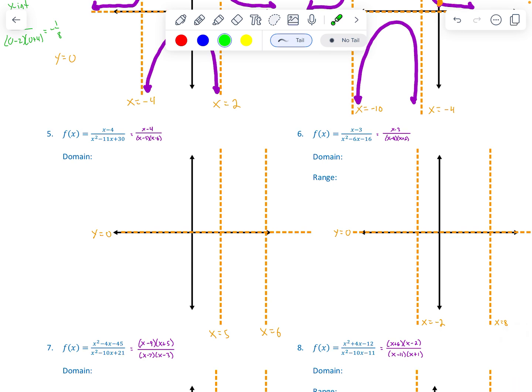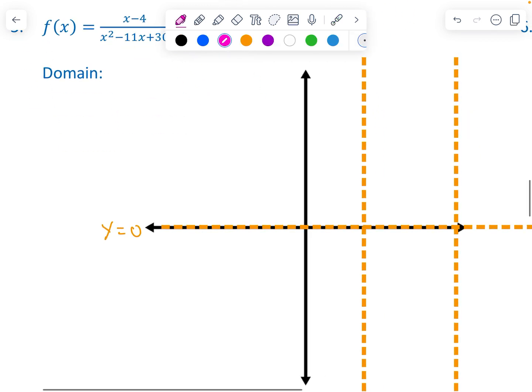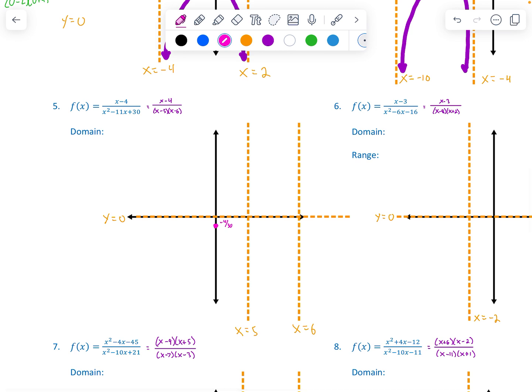All right, on number 5, let's start by finding our y-intercept. So if I plug in 0 for x, those are gone. You get -4 over 30. So we have a y-intercept right here of -4 over 30. X-intercept now comes from when the top is 0, which for the first time we're going to have one, and that is at x equals 4. So x equals 4 is right here somewhere, roughly.